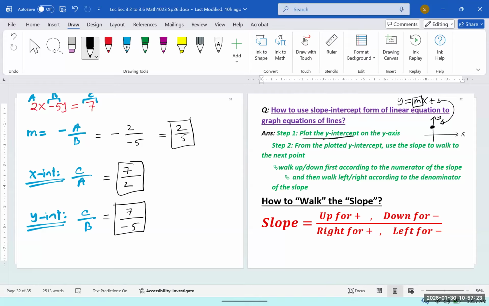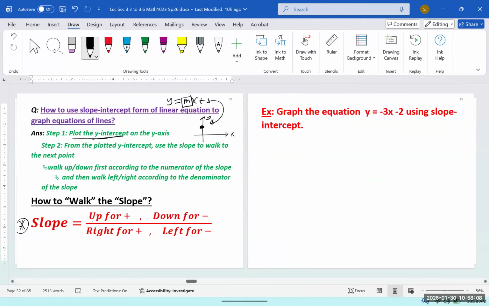If that slope has a positive number on the numerator, then you have to go up from your y-intercept. But if you have a negative number on the numerator, then you go down from the y-intercept. And then from that position, if the denominator is positive, you go right. And if the denominator is negative, you go left. Then you get your next point, you plot that point. As long as you have 2 points, you can connect them with a straight line. But if you need more points, you can keep working your slope. That's all you have to do. You just have to follow this rule.